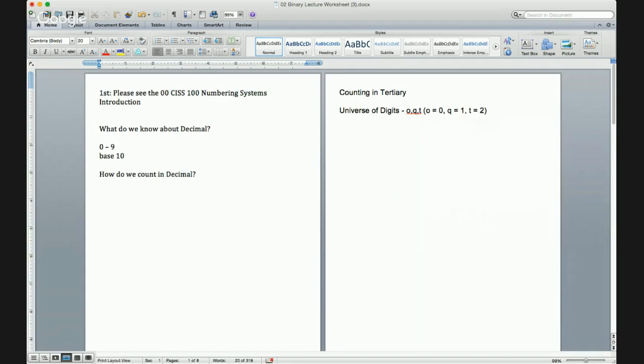Anything else? What about that 0 to 9? Is it ordered? Yes, it's ordered. So I know that 1 is greater than 0, 2 is greater than 1. By transitivity, 2 is greater than 0. So we understand this. Okay, good. So now we need to develop an algorithm of how we count in decimal. So how do we count in decimal? Can someone tell me how we count in decimal?